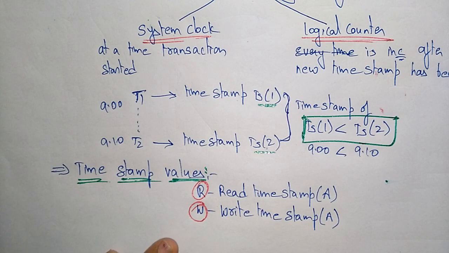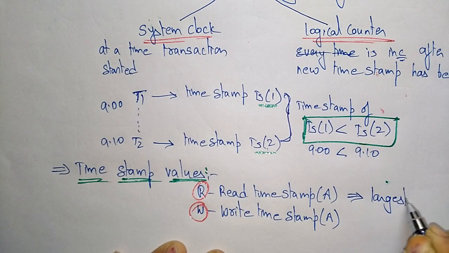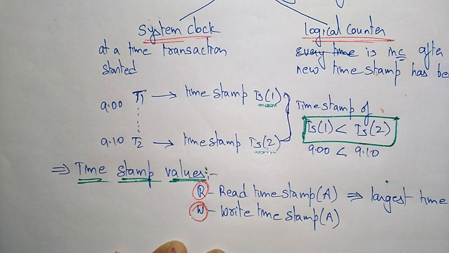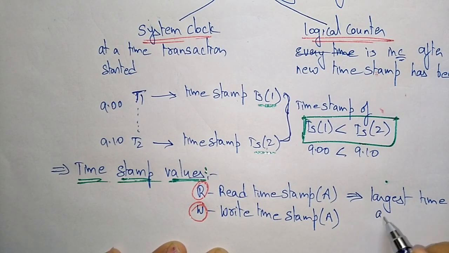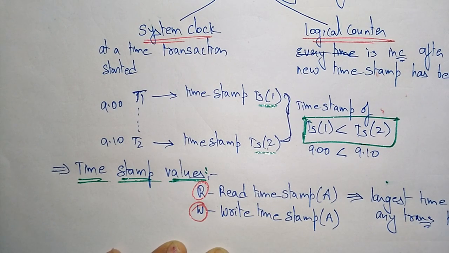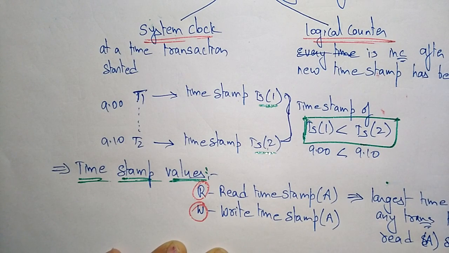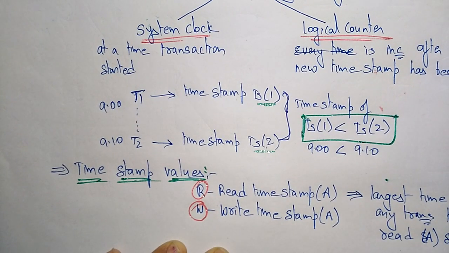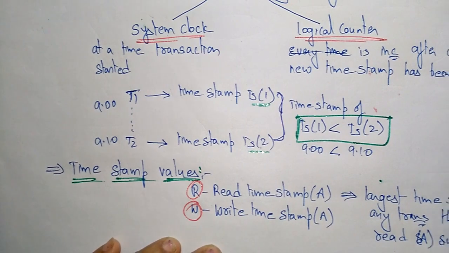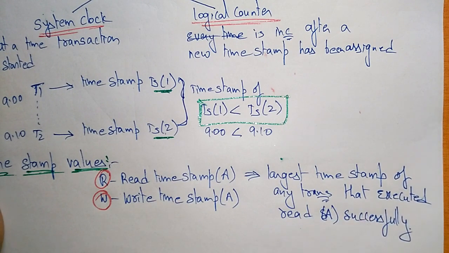Okay. So actually this read timestamp is the largest timestamp of any transaction that executed read successfully. So read data item A successfully. So the main point you have to note here is that read timestamp is the largest timestamp. You have to take the largest timestamp of any transaction that executed read successfully.